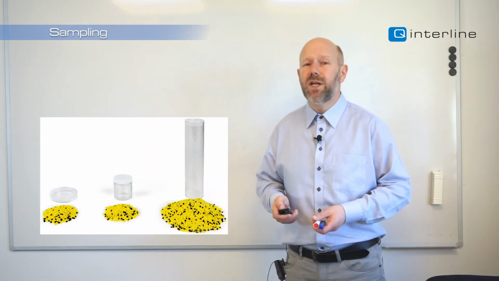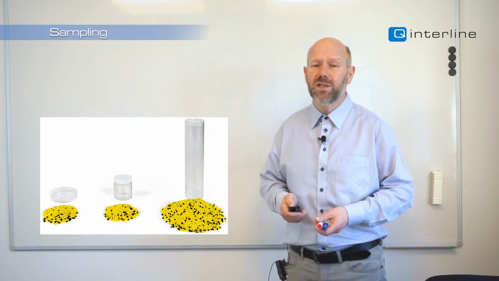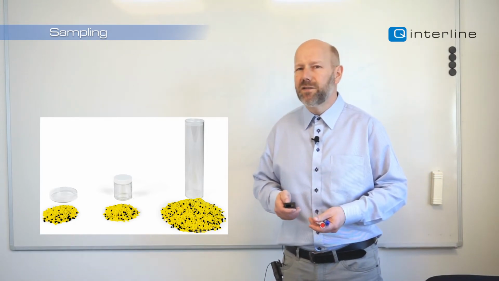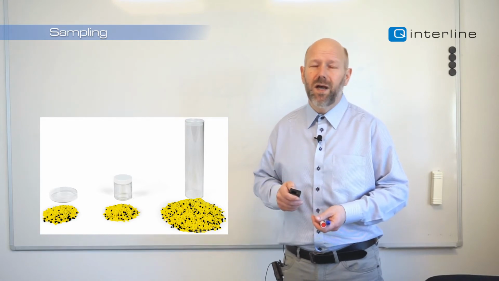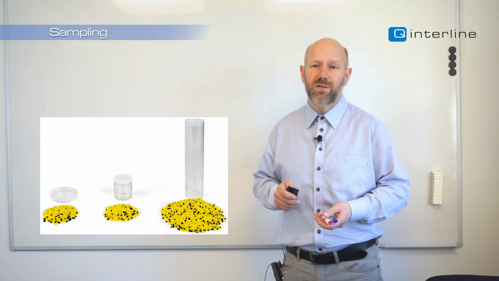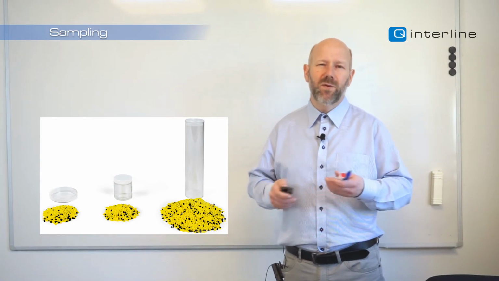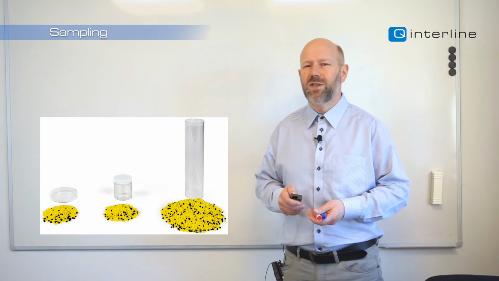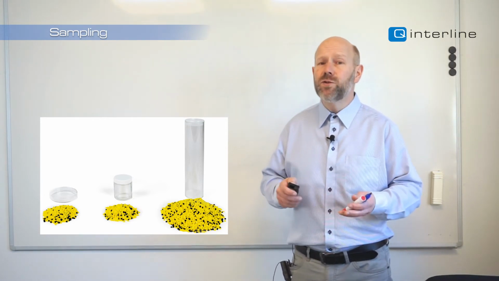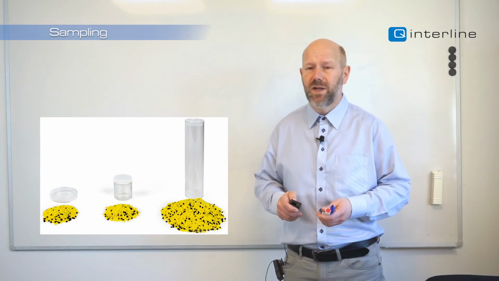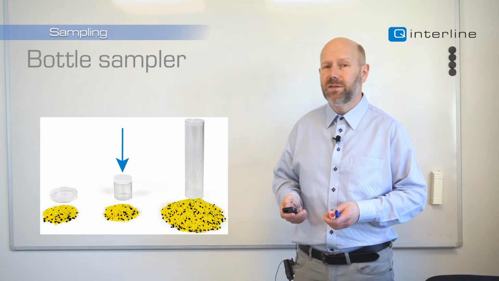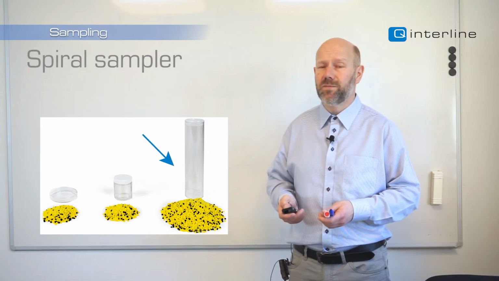I have tried to visualize the sampling challenges in the various accessories, and it's an extract from an article that was brought in Near News, volume 25 in 2014. We used accessories from Q-Interline, but I would say the concerns and challenges are generally applicable. We used 3 accessories. We used the petri dish, the bottle sampler, and the spiral sampler.